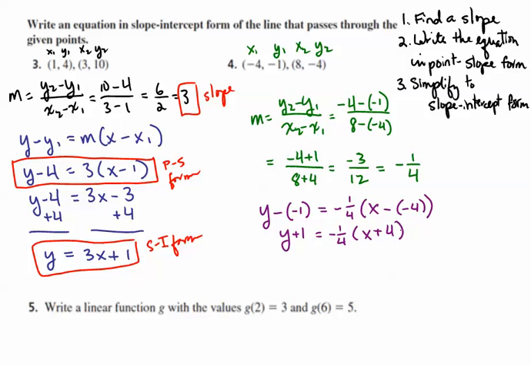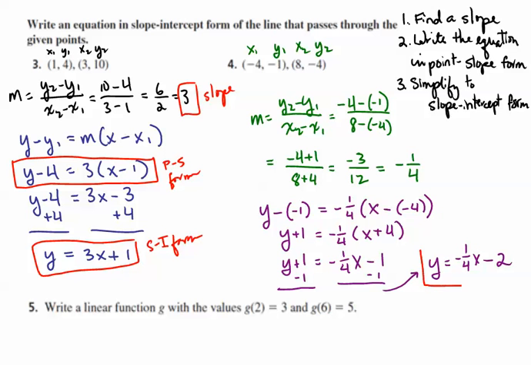At this point, we're ready to distribute. Negative 1/4 x. Negative 1/4 times positive 4 is negative 1, and we have y plus 1. If we subtract 1 on both sides, what we'll end up with, and I'll put the answer over here, is y is equal to negative 1/4 x minus 2. And that is our slope-intercept form.